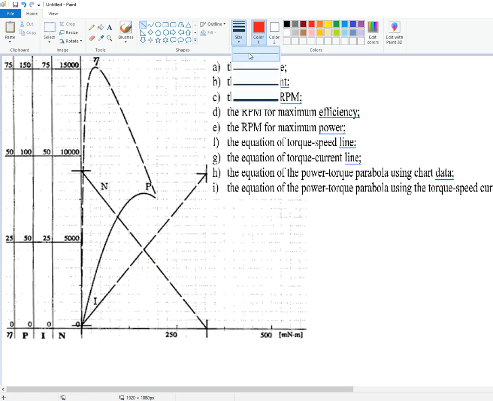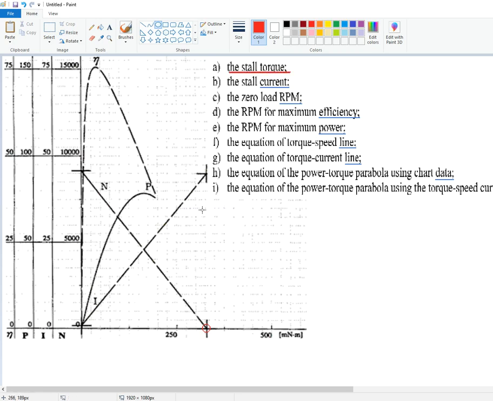So the stall torque is going to be the value that you're reading here. What do we have? 250. I need to figure out the divisions on the graph. Looks like it's 300 millinewton meters. Okay, so that's the stall torque.